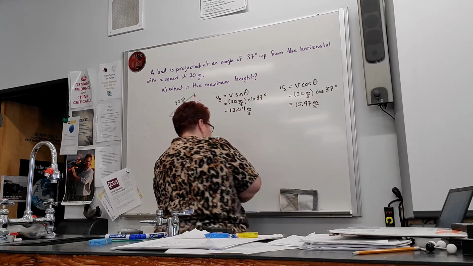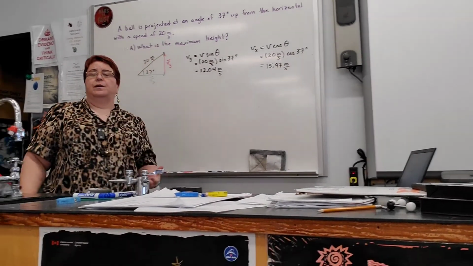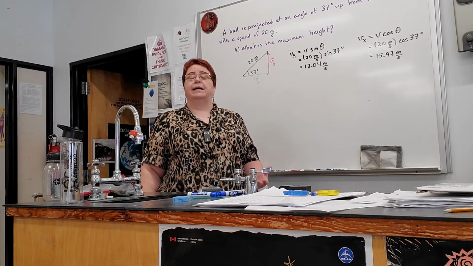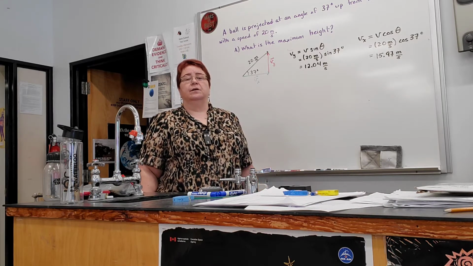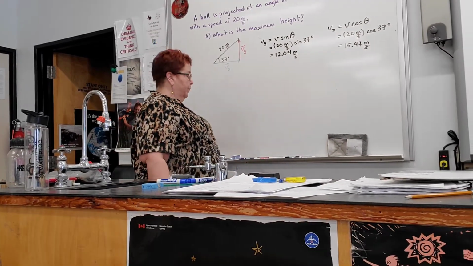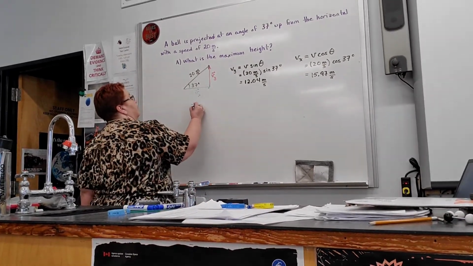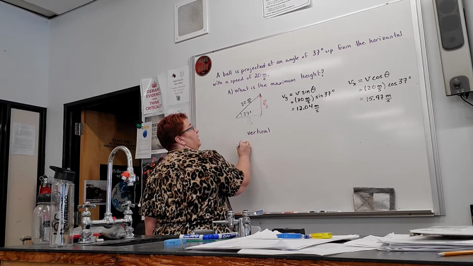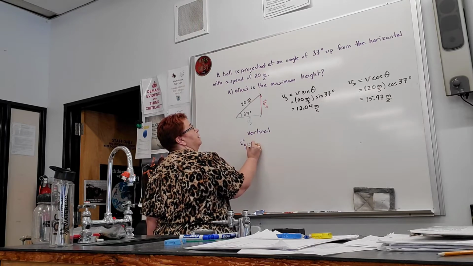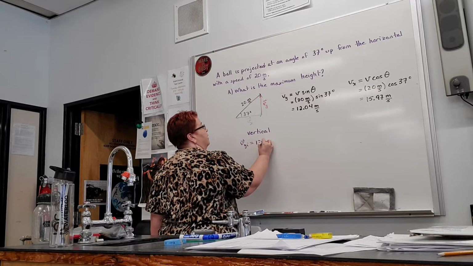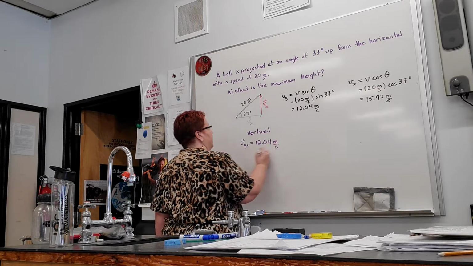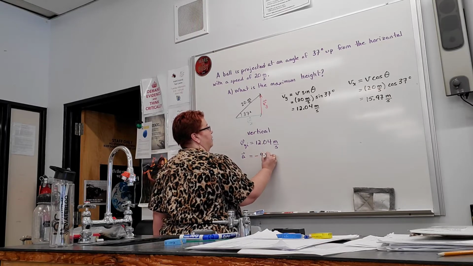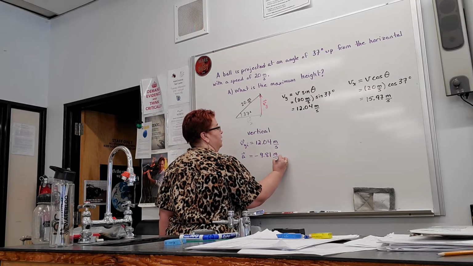All right, now that I have my two sides, I'm solving that question. So let's put down everything we know about the vertical direction. We know that we have an initial velocity upwards of 12.04 meters per second. We know that the acceleration due to gravity is in the negative direction, 9.81 meters per second squared.